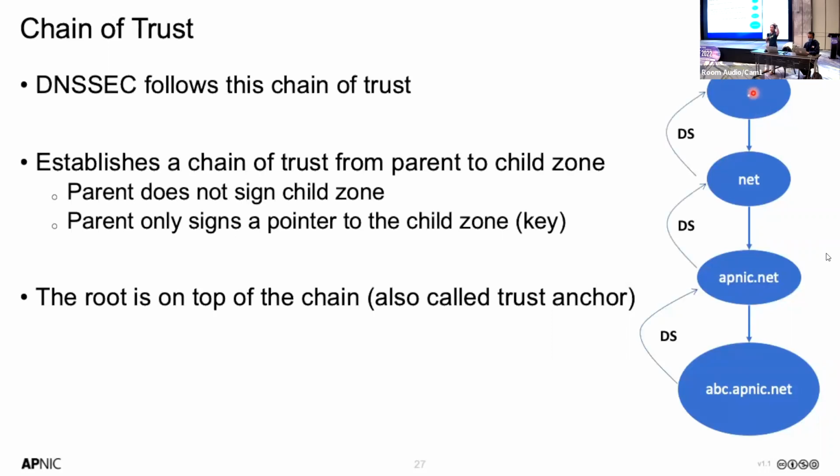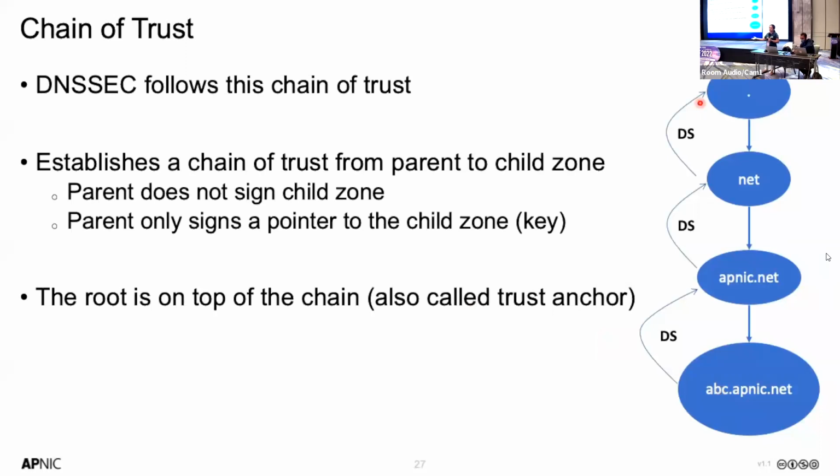So you go all the way to the top of the DNS hierarchy tree, which is the root, or the dot. Okay, so this establishes a chain of trust, not just between parent and child, but all the way to the top, which is what we call the trust anchor. So in this case, since the root is already signed, that will be the top of our chain.